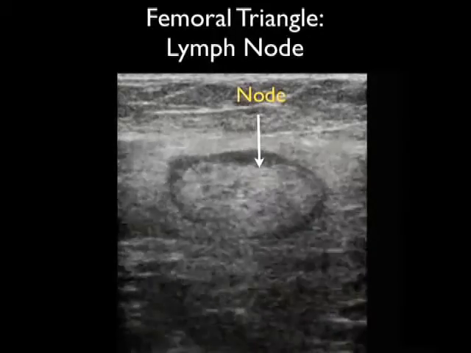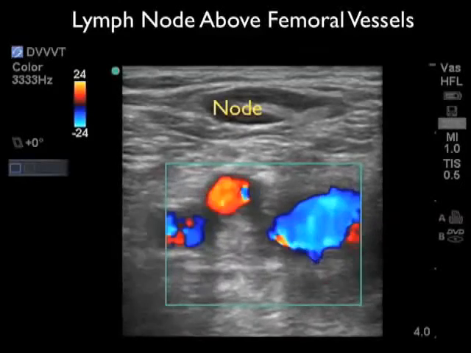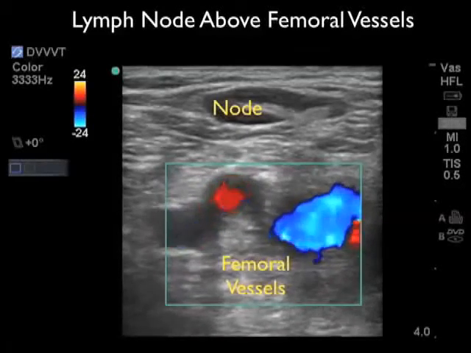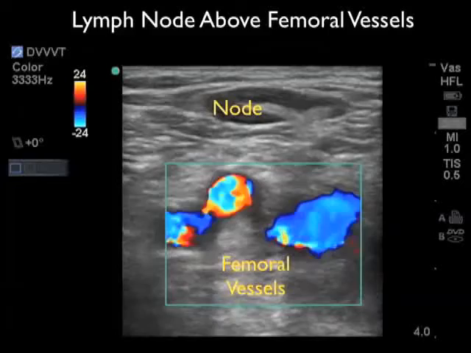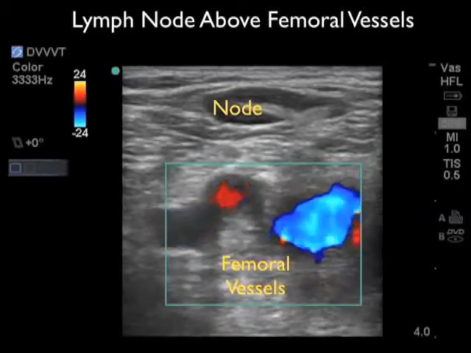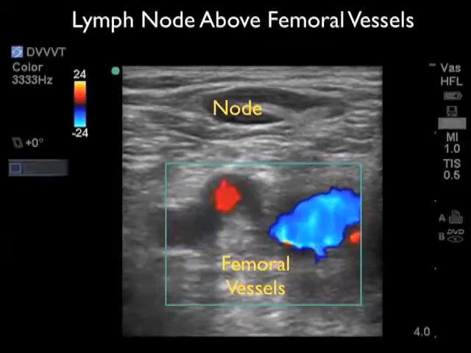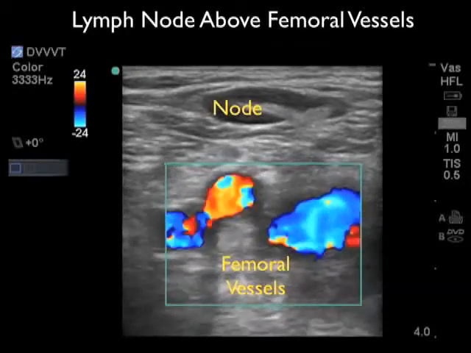Here we change the magnification or the depth of the ultrasound image to better investigate the lymph node in its relation to the femoral vessels. Note the single node, the femoral node, seen superficial to the femoral vessels as seen deep within the image. Note that the node is single in contrast to the paired femoral vessels seen deeper.